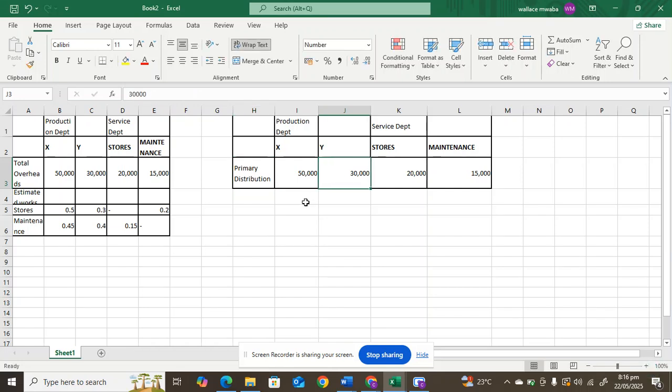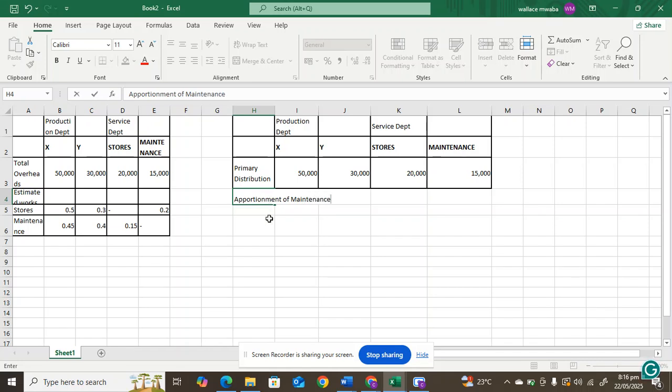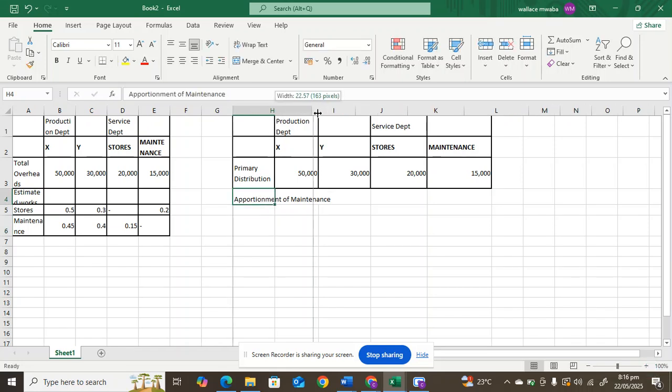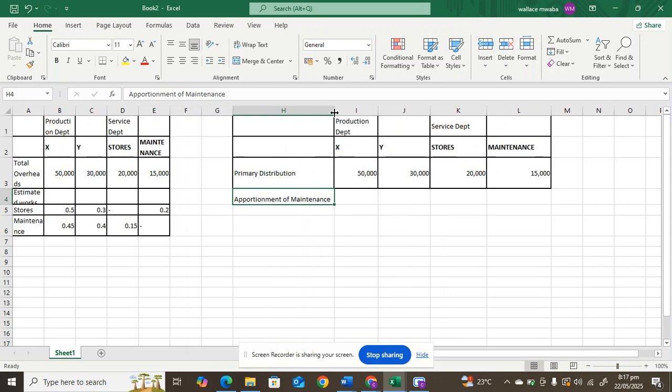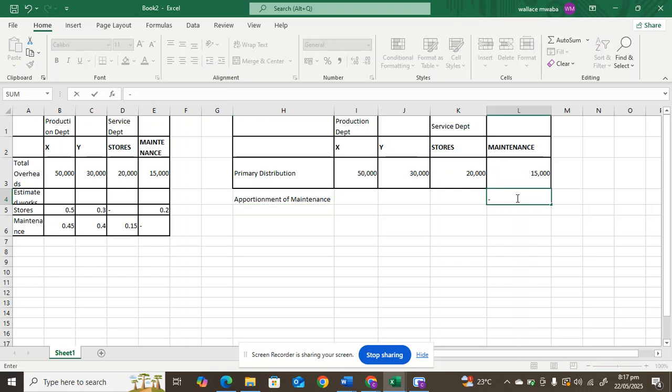Okay, so we can start with the apportionments. We can start by apportioning the maintenance department. To apportion is just to share the overhead. Apportionment of maintenance. The amount for the maintenance department is 50,000. This is the amount that we're going to apportion to stores, Department Y and Department X. So here we put a minus 50,000, so that we get rid of this 15,000.